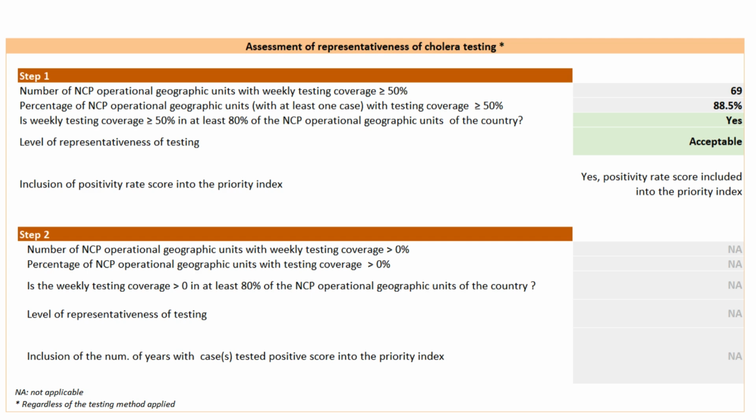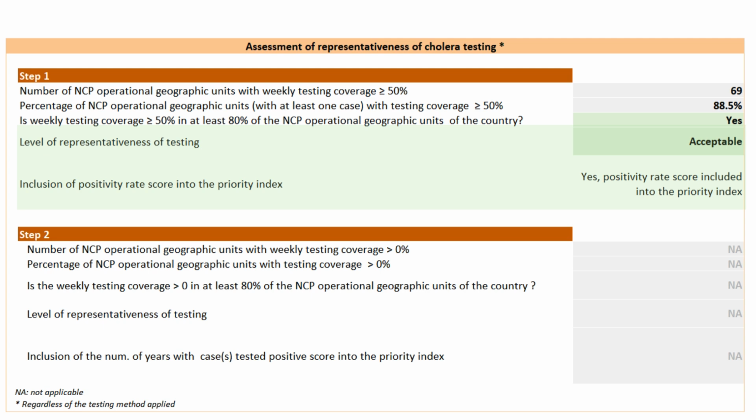This section shows the level of representativeness of cholera testing in your dataset, and as a result, how testing was managed in the analysis. If the representativeness of cholera testing was assessed as acceptable, the positivity rate was included in the analysis. This is how this is displayed in the tool. The positivity rate is scored on a 3-point scale. In this situation, the maximum value of the priority index is 12.